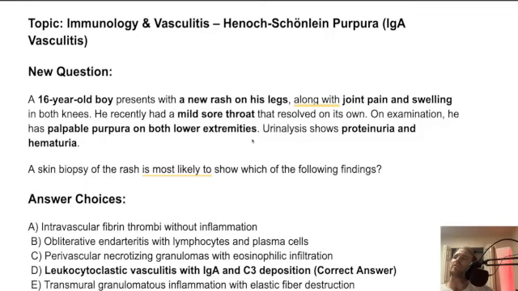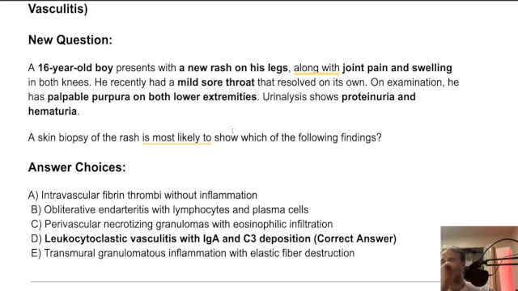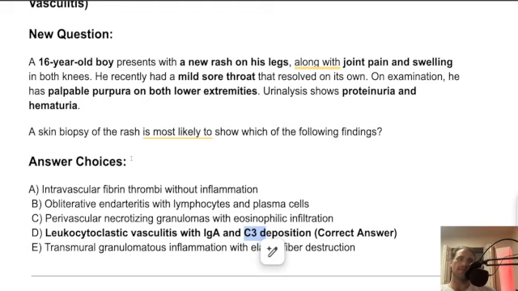16-year-old boy, new rash, mild sore throat, and then we see the purpura on both lower extremities, proteinuria and hematuria. So protein and also some blood in the urine. So what does this guy have? He's got leukocytoclastic vasculitis with IgA and C3 deposition. What is this? HSP. This is HSP.